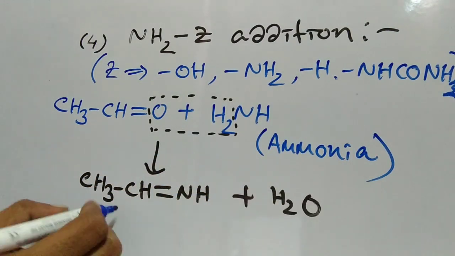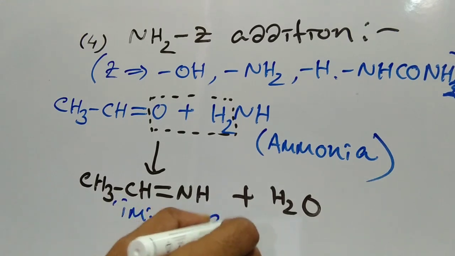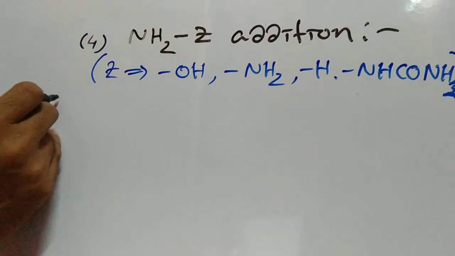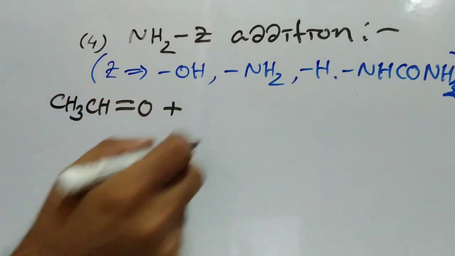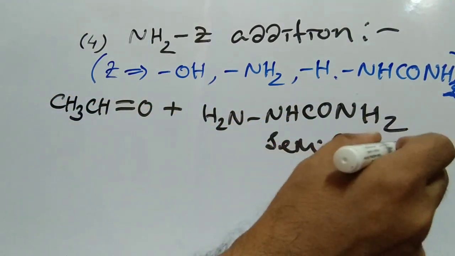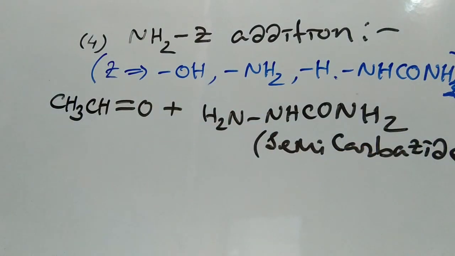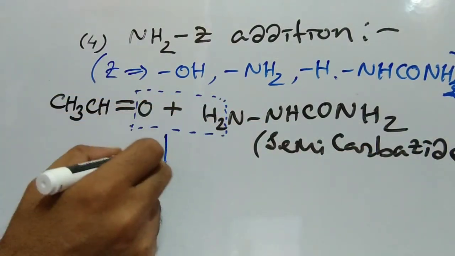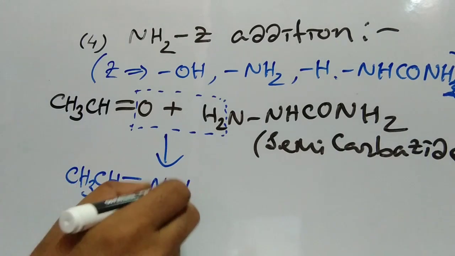Aldehyde or ketone reacts with semicarbazide to give semicarbazone. Acetaldehyde or acetone, that is a ketone, reacts with ammonia. Aldehydes react with ammonia to form an aldehyde ammonia adduct, which is called an aldimine or imine compound.